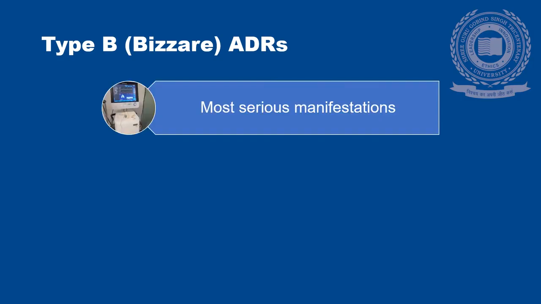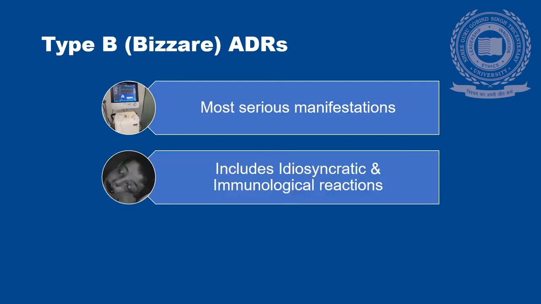Type B or bizarre adverse drug reactions. They carry the most serious manifestations. They include idiosyncratic and immunological reactions. Idiosyncrasy refers to genetically determined abnormal reactivity to a chemical. The drug interacts with some unique features of the individual not found in the majority of subjects and produces uncharacteristic reactions.